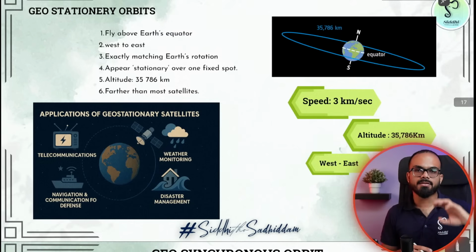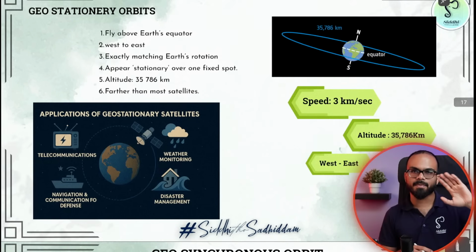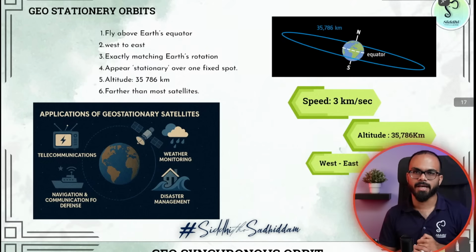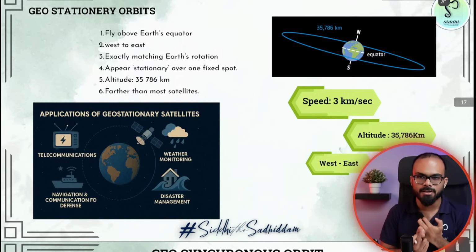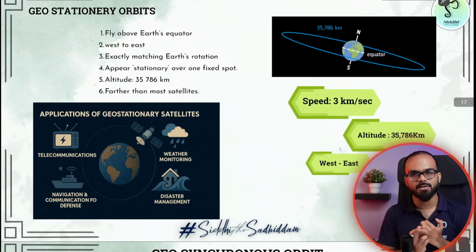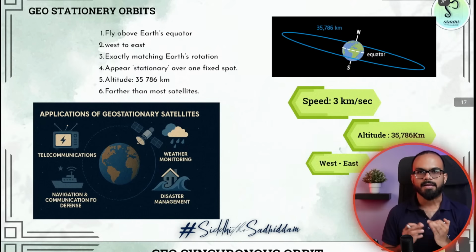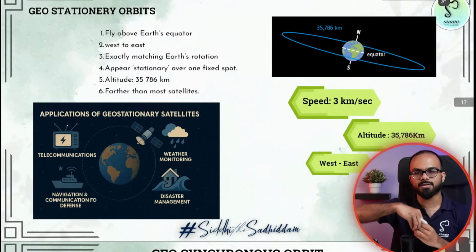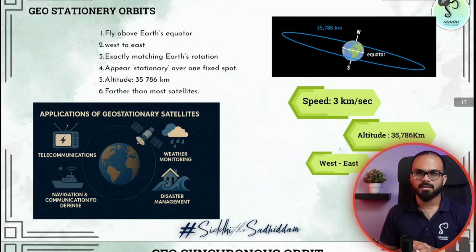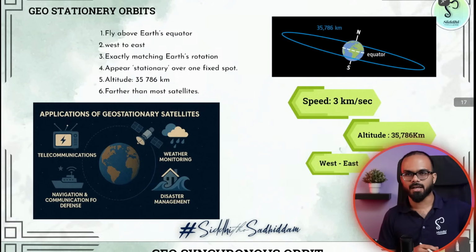IRNSS is using geosynchronous and geostationary orbits. We will come there. IRNSS is placed way above, at a height of around 35,786 kilometers from the Earth's surface. Yes, LEO moves from west to east. So IRNSS is using a mix of those two, and it is at a very, very large distance.